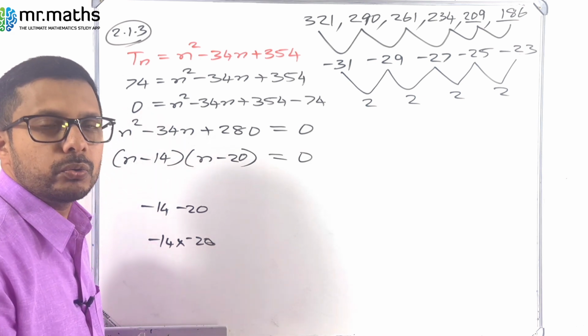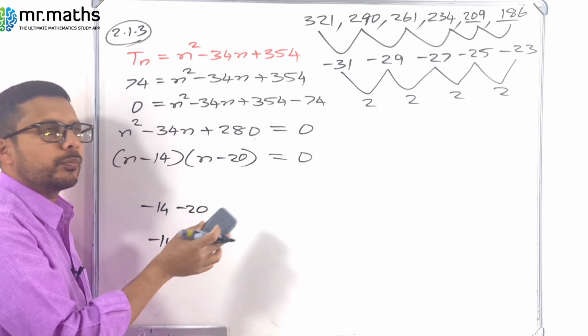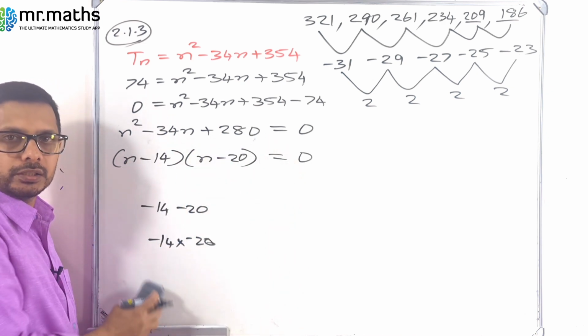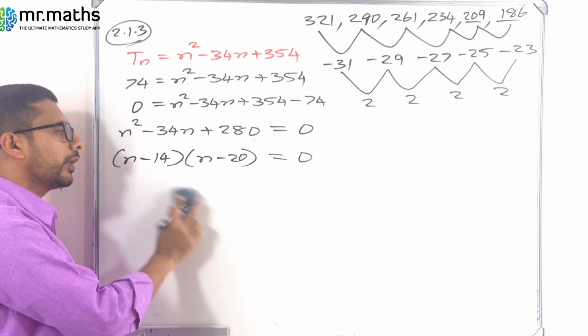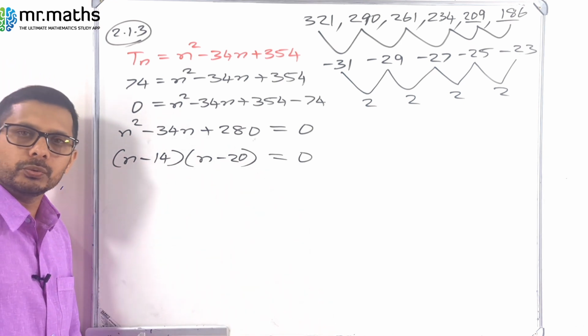I hope now you know how to factorize like this. The product of the numbers is 280 and the sum of the same numbers must be minus 34. Those who don't know how to factorize this one, please watch the algebra section. There I explain what to do.